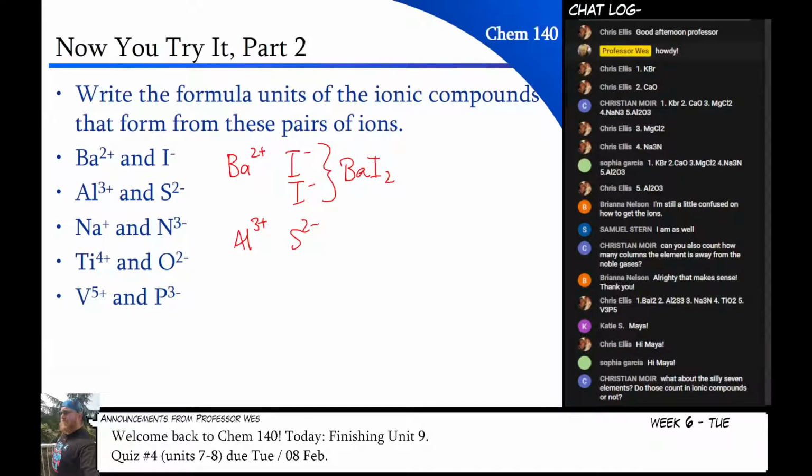For this one, what about the silly 7 elements? Do those count in ionic compounds? We're not going to use them in their diatomic state, so I'm not sure what you mean. The silly 7 would be covalent compounds. But the elements can also be used in ionic compounds. So I'm not quite sure what you mean specifically by those compounds.